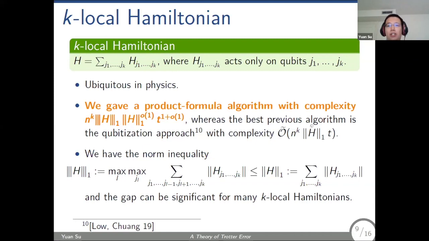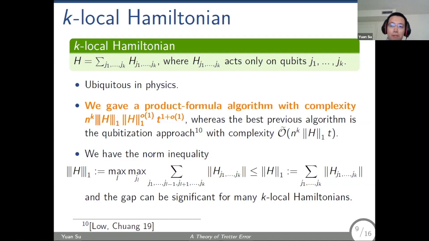What we can show using our new results is that product formulas can simulate this kind of K-local Hamiltonian with a complexity that depends on this quantity, this triple vertical line norm. We call it the induced one norm. It turns out that this induced one norm is always smaller than the one norm, and this gap can be significant for many systems. So we get a faster quantum simulation by using product formulas.